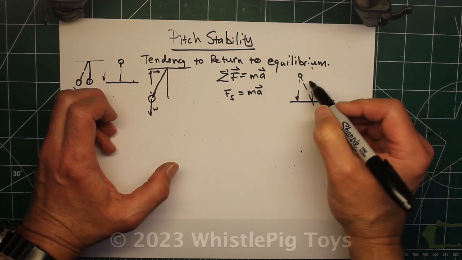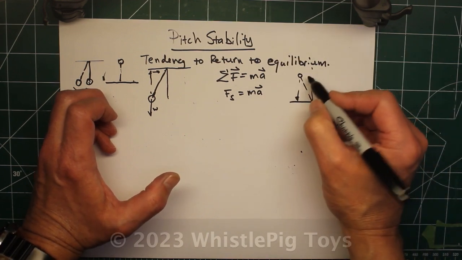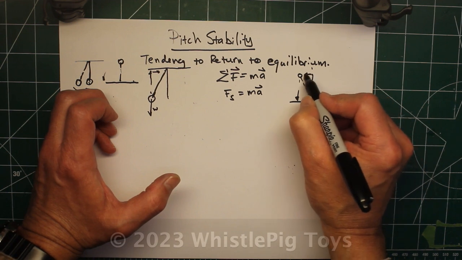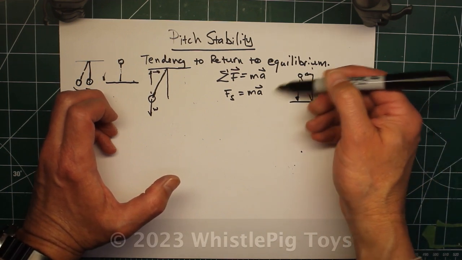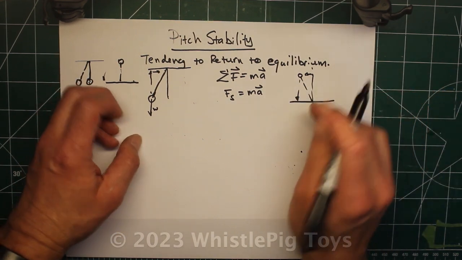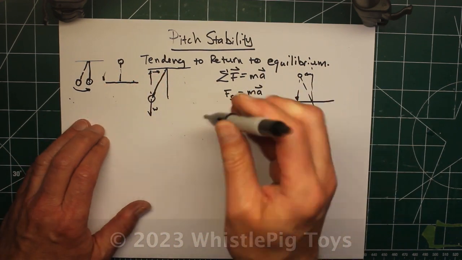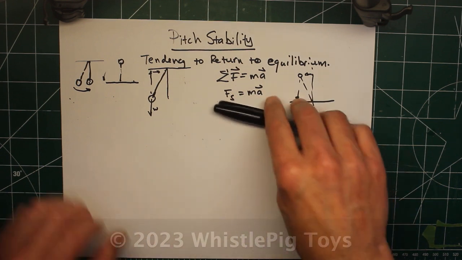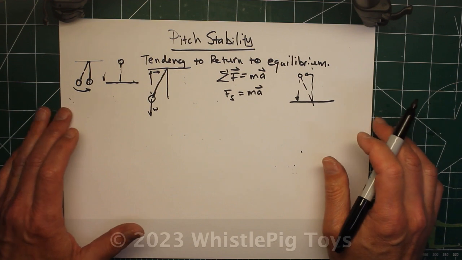Weight is acting this way. Since this is a solid rod that keeps it from just falling down, it has a force on it that is upwards and sidewards. But now you can see the sidewards force wants to push it over this way. So it won't ever come back to equilibrium. So, stable, unstable. Stable, unstable. Alright, so that's the basic concept of equilibrium.